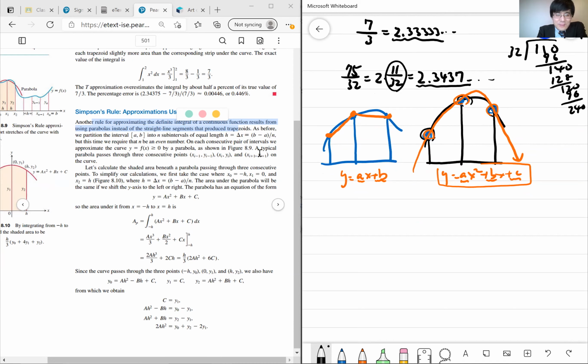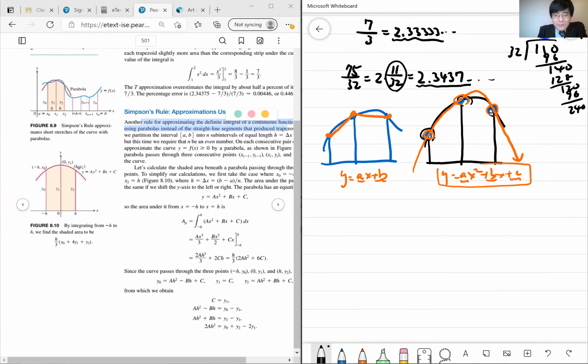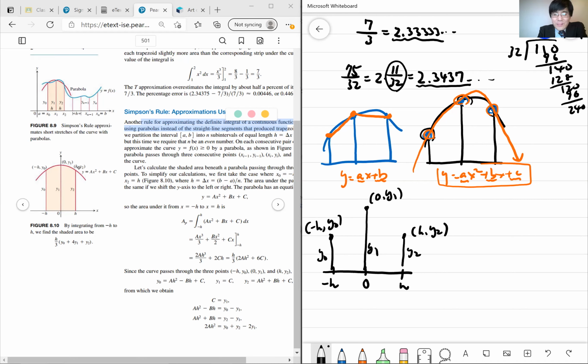Well, look at this example. Forget about the x values. Let's pick the center x value as 0, the left one as negative h, and the right one as positive h. Let's say the y value here is y0, here is y1, and here is y2. So this point is negative h comma y0, this point is 0 comma y1, and this point is h comma y2. How do we find the parabola that goes through those 3 points?